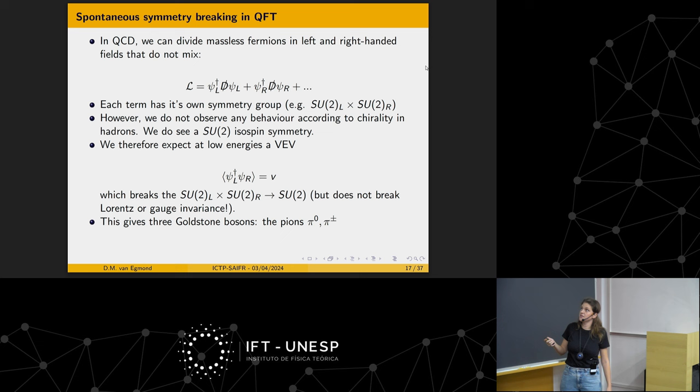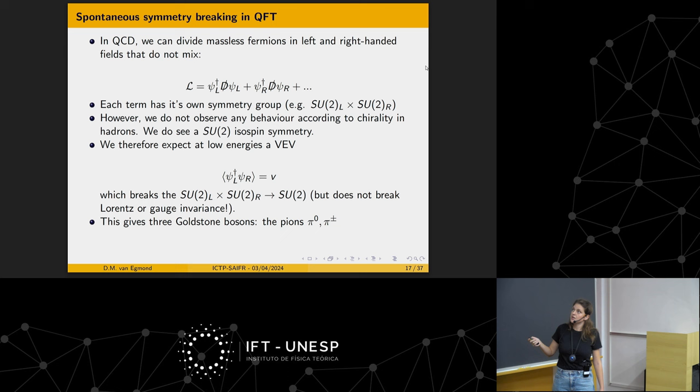So following the idea of spontaneous symmetry breaking, we then expect that at low energies there is some ground state, a vacuum expectation value, which breaks this symmetry. So this symmetry, which is present at the level of the action, could be broken at low energies if we could make a non-zero vacuum expectation value out of the left-handed and right-handed fermions. Because if we make an SU(2) times SU(2) transformation here, this is not invariant. It's only invariant if they are indeed the same, if it doesn't matter whether we are left-handed or right-handed. So we say that this ground state spontaneously breaks this SU(2) times SU(2) symmetry to just one SU(2) symmetry, which is indeed what we observe.